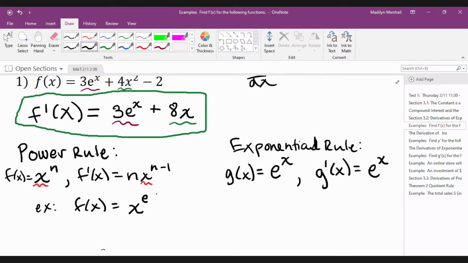The power rule. Yes, exactly, the power rule. And that's because the base is actually x. So then we would bring e down and multiply in front. And then we would subtract e from the exponent. And since e is irrational, we call it e for a reason. So we would just leave it as e to the e minus 1 because there's no other way to express it.